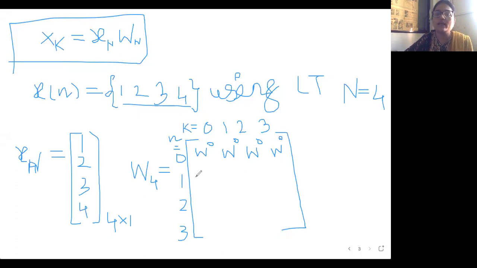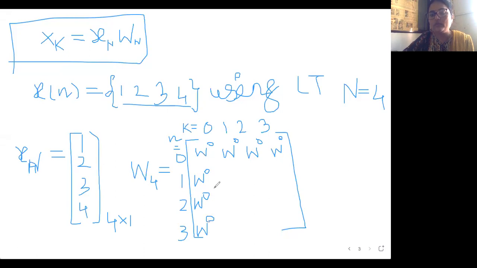What will come in the first column now? This is the first column. What value will come here? W raised to 0. Because k is 0, one variable is 0. In multiplication, if even one value is 0, then the entire multiplication is always 0. Right? So in this way the second value is also going to be 0 and the third value is also going to be 0.